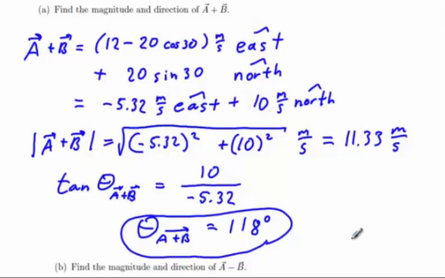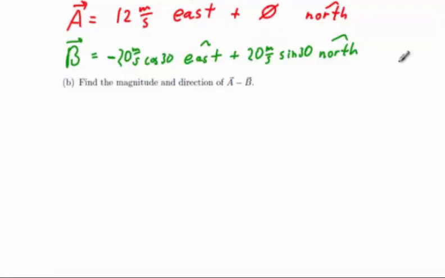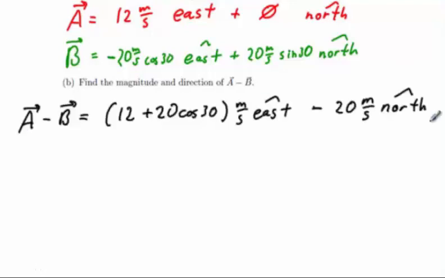Let's move on to the vector A minus B. To find the magnitude and direction of the vector A minus B, we first need to subtract the two vectors by taking the difference, A component minus B component, in both the east and the north directions. This yields the following result. In the x component, we have 12 plus 20 cos 30, because subtracting a negative is like adding. And in the y component, 0 minus 20 is negative 20 meters per second north.